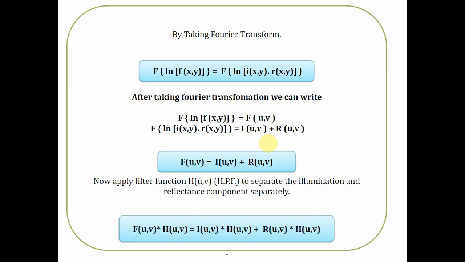If we consider H of UV as a high pass filtering mask used to separate the illumination and reflectance components, I will multiply this equation by H of UV. So F of UV multiplied by H of UV, I of UV multiplied by H of UV, R of UV multiplied by H of UV. This means I have applied the high pass filtering mask on the input image, that is, the Fourier transformed image after taking a logarithmic function on the input image.